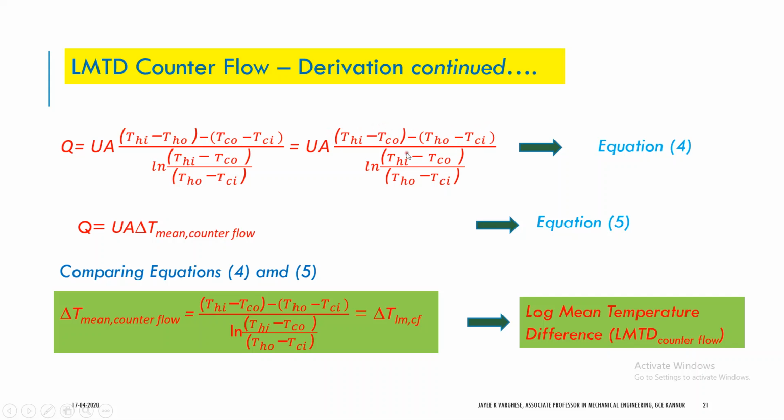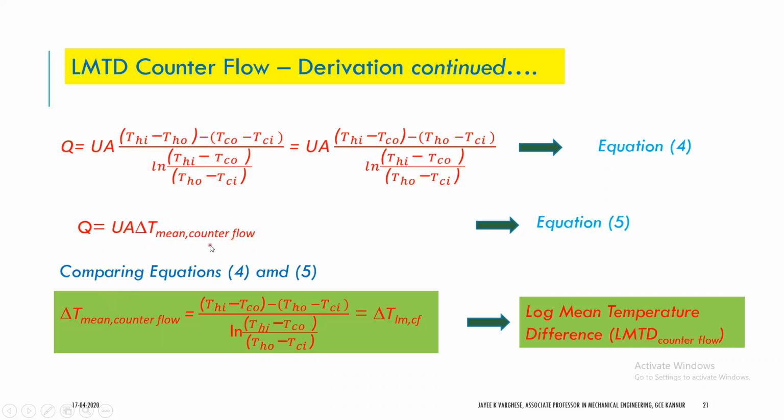The same thing will come for the log term also in the denominator. So UA times THI minus TCO divided by THO minus TCI. Now this stands for the mean of the temperature difference between hot and cold for the counterflow heat exchanger. So for a counterflow heat exchanger, Q can be written as UA delta T mean of the counterflow. What type of a mean is that?